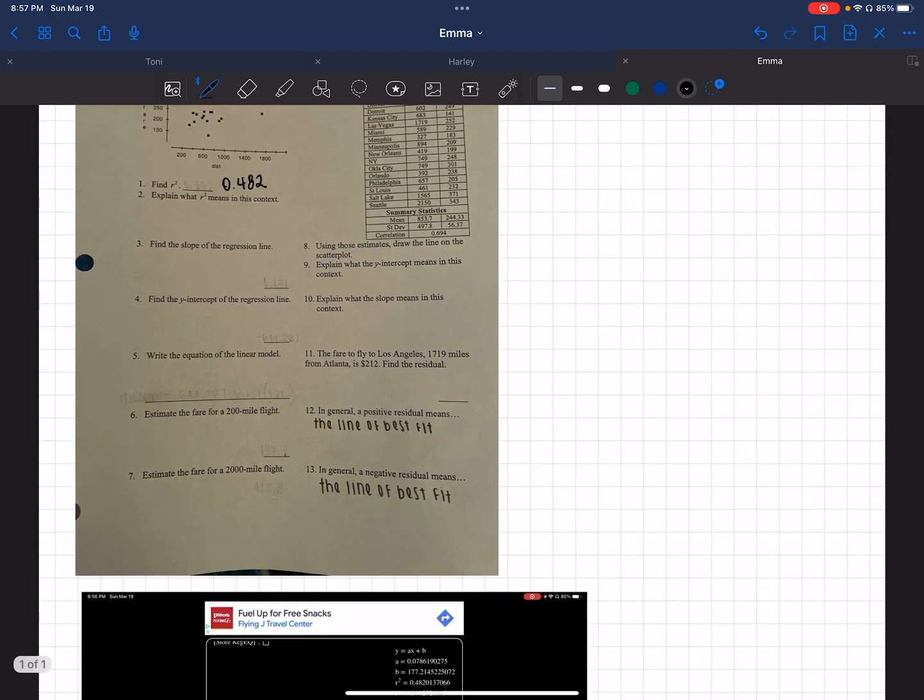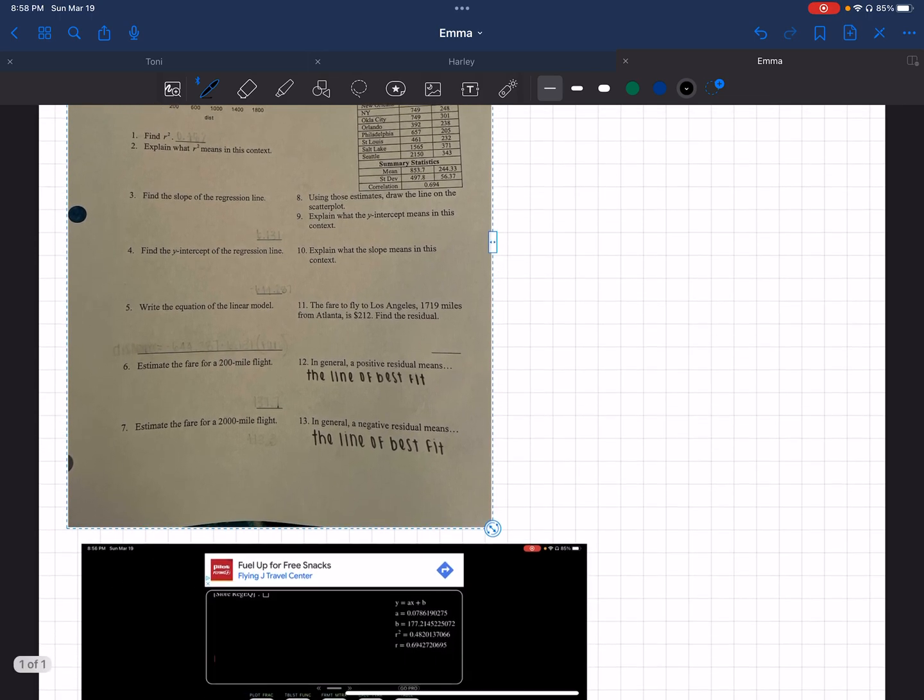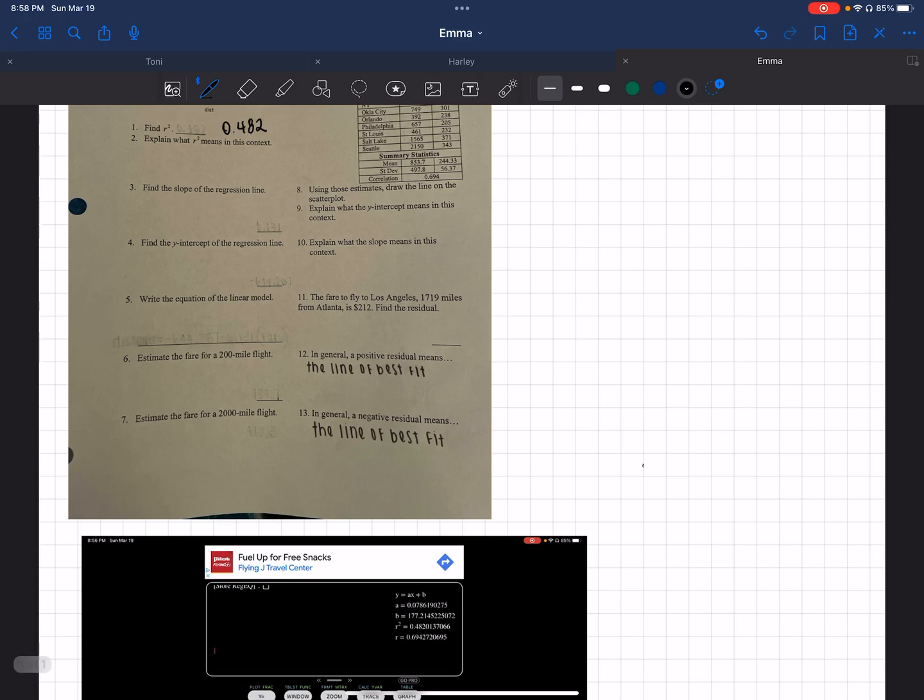Then it says find the slope of the regression line. Okay, so my slope should be, I'm getting 0.078619. I need it to not think I'm wanting to do something with the picture. 0.078619. On my y-intercept, I'm getting 177.214. I'm not sure how many decimal places he has you write this out to.